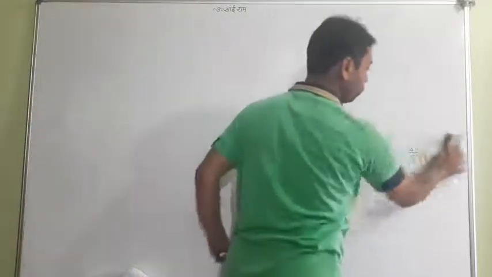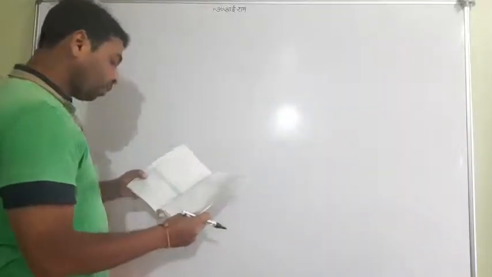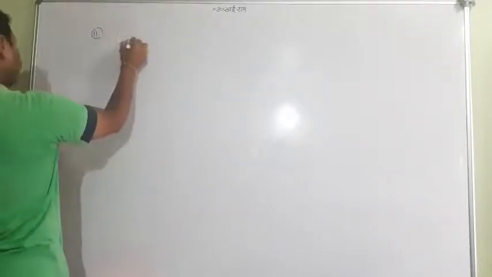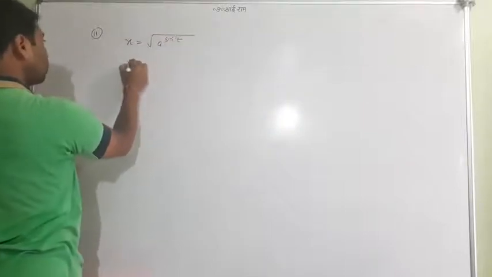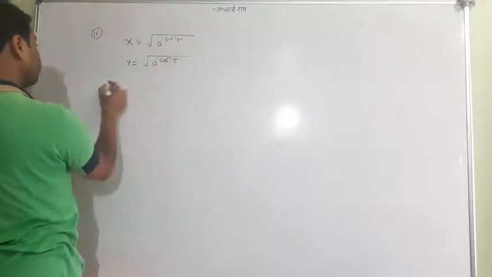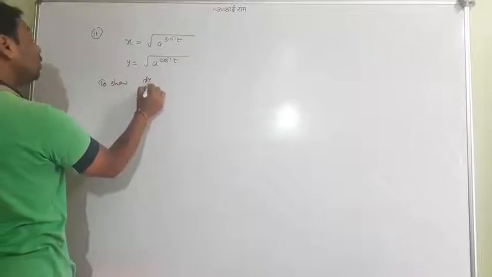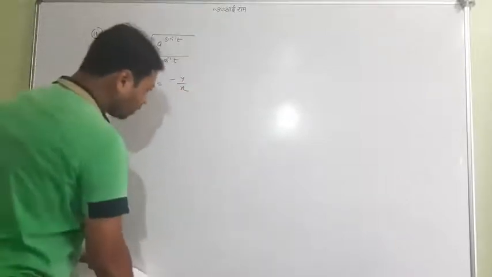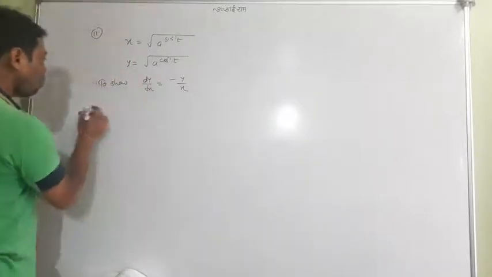Look at question number 11, which is a good one. x equal to a to the power sin inverse t and y equal to a to the power cos inverse t, to show dy by dx is equal to minus y upon x. This is the question. Very interesting again. This may come in the exam also.